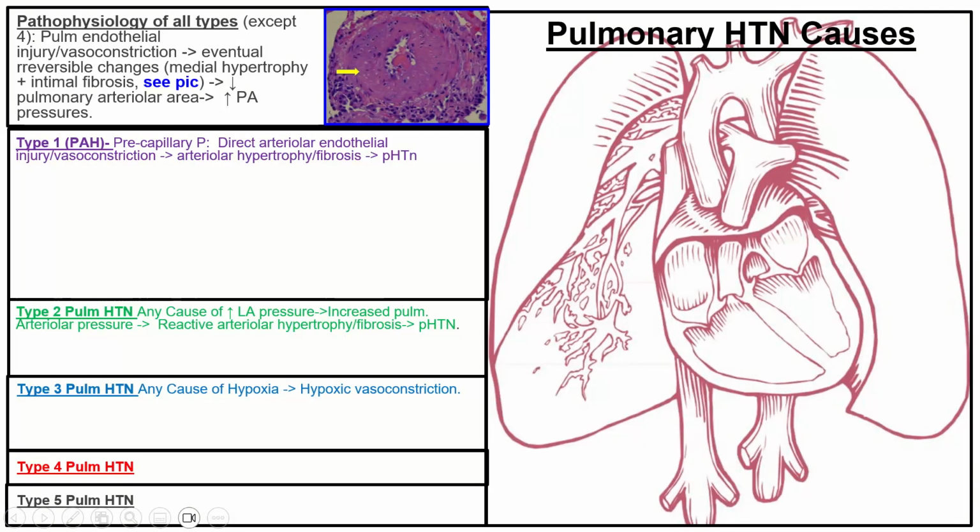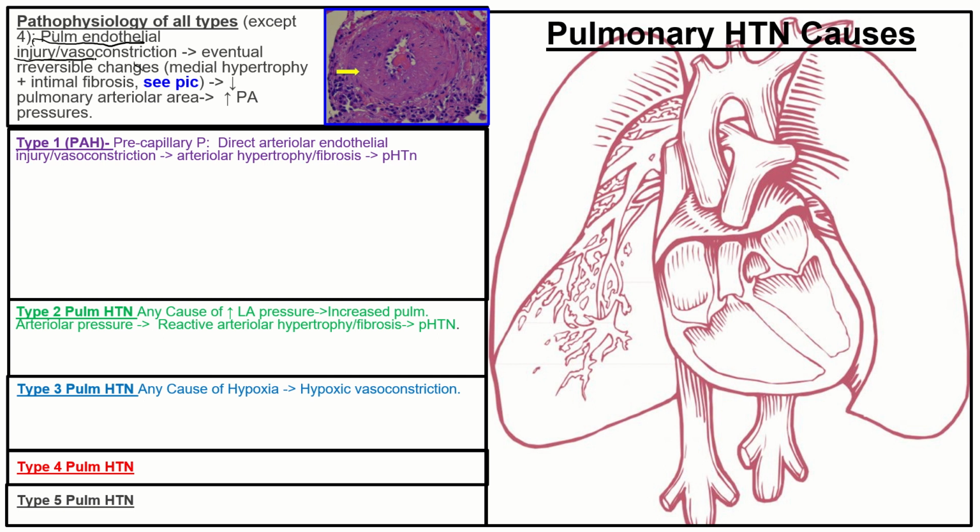All right, so do this question here. So let's go into pulmonary hypertension a little bit. So what is it? The pathophysiology of all types of pulmonary hypertension is going to start with pulmonary endothelial injury or vasoconstriction, all right?